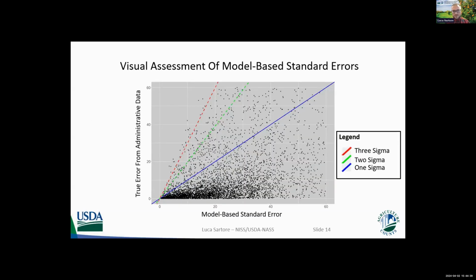Once we look at the residuals in terms of true error from the administrative data and the behavior of our standard error for those units, we were able to determine that 50% of these points were below 1 sigma, the blue line. About 95% of the points here are below the line of 2 sigma, the green line. And more than 99% of the data points in this graphic were below the red line, which is the 3 sigma threshold that we are used to considering in statistics.